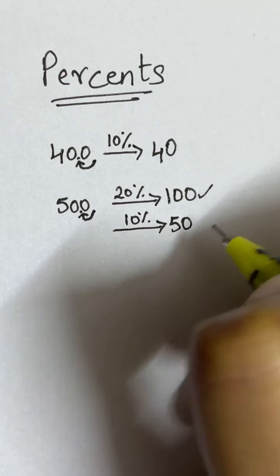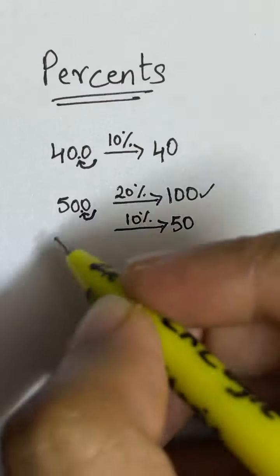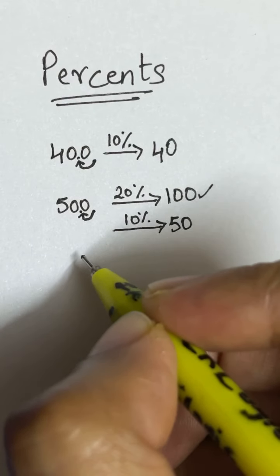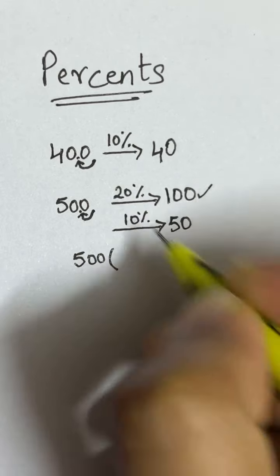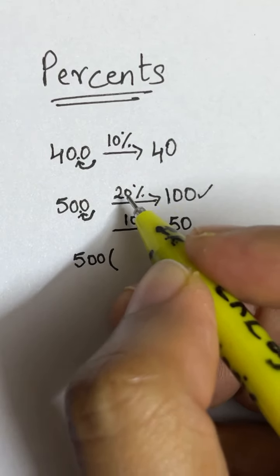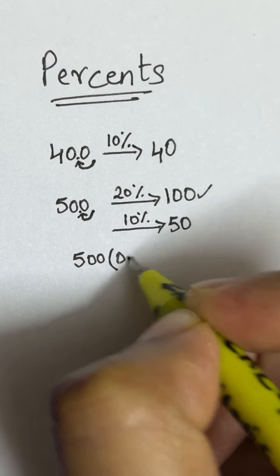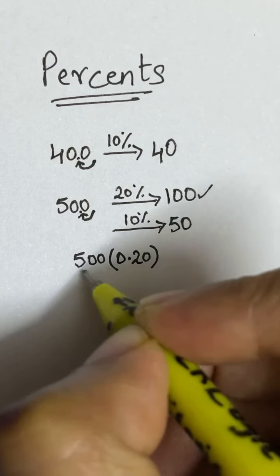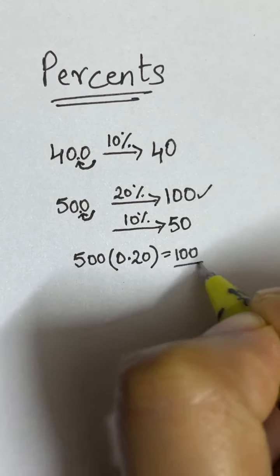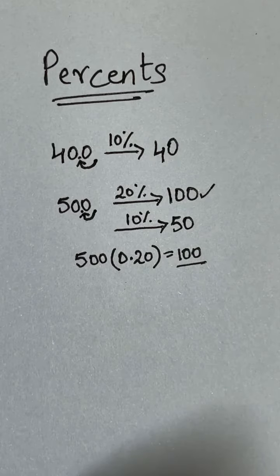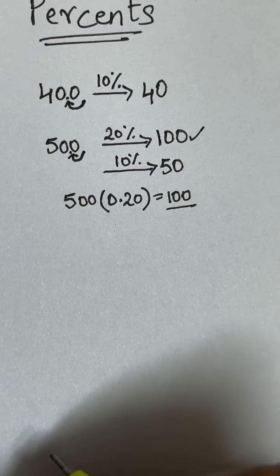Done. Okay. You can also confirm this by using your calculator. Just take 500 and the percent in decimal. 20% in decimal is 0.20. You just insert this in your calculator, and you're going to get your answer as 100.